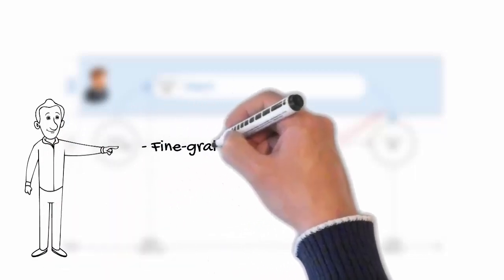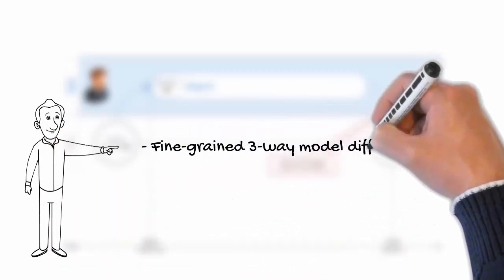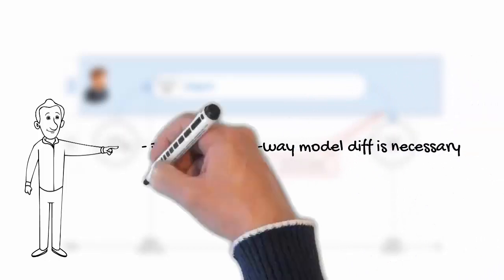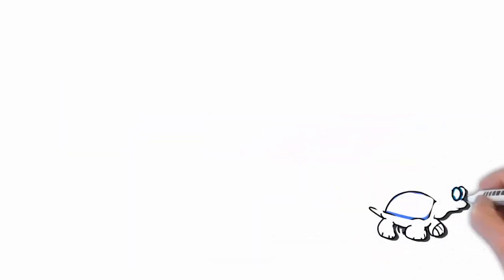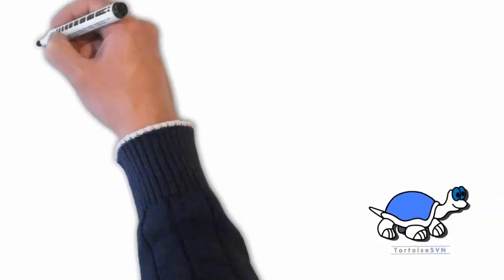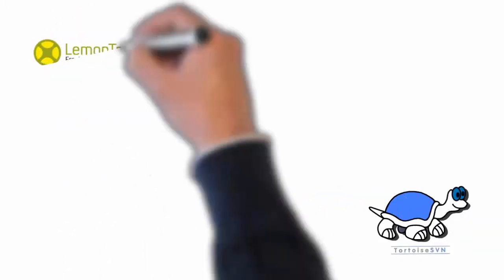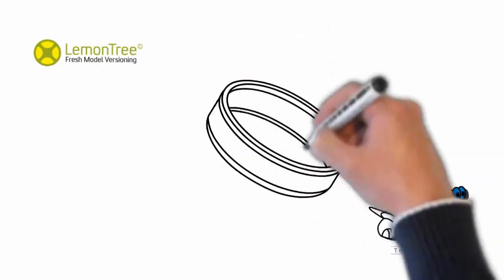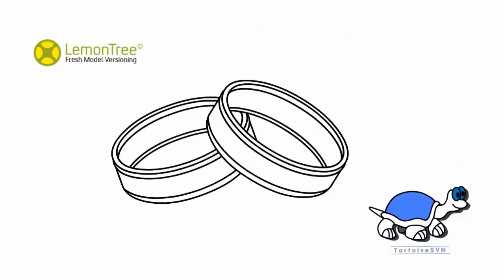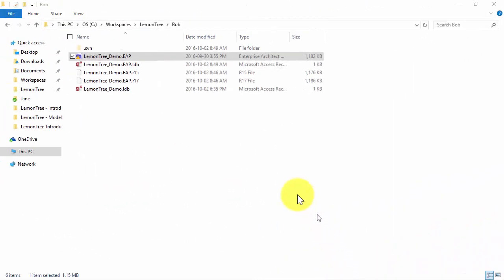In order to give you a great overview of the changes, LemonTree uses a fine-grained 3-way diffing algorithm that allows a precise comparison between two models in order to better understand the reasons behind the changes causing conflicts. In this video, I will show you the LemonTree integration with Tortoise SVN, where in this case, LemonTree acts as the external diff program of Tortoise, which is automatically used for viewing differences of your EAP files. Now, let's see how to do it.